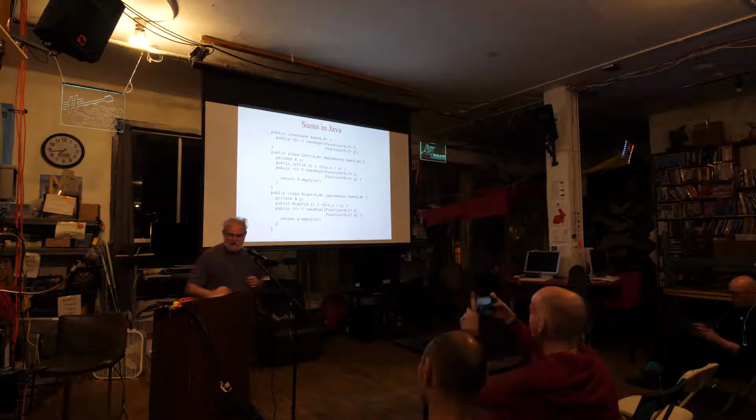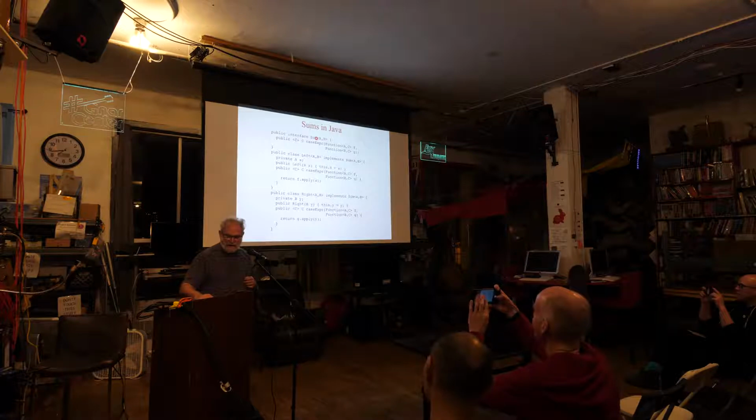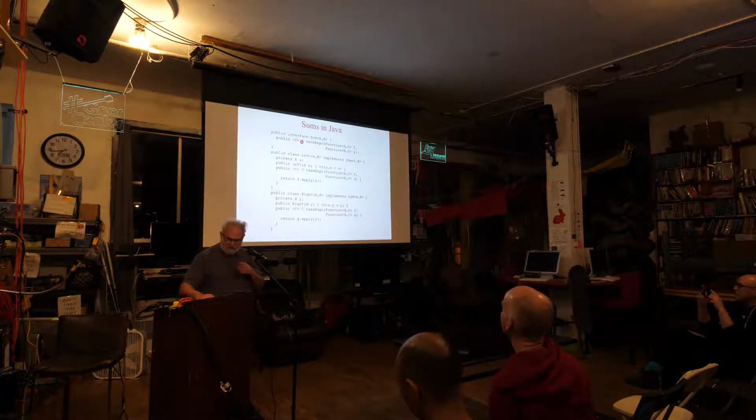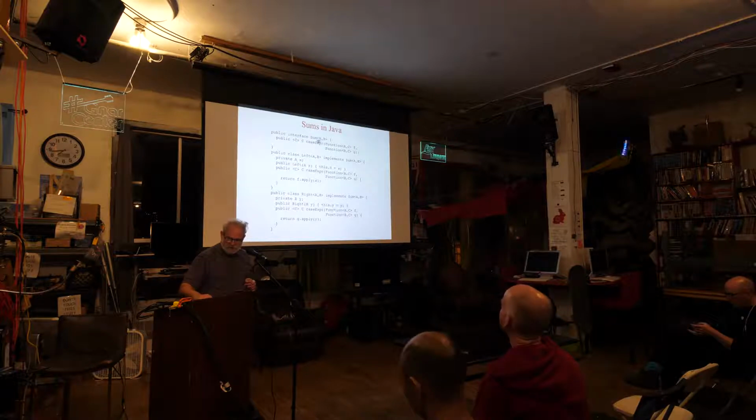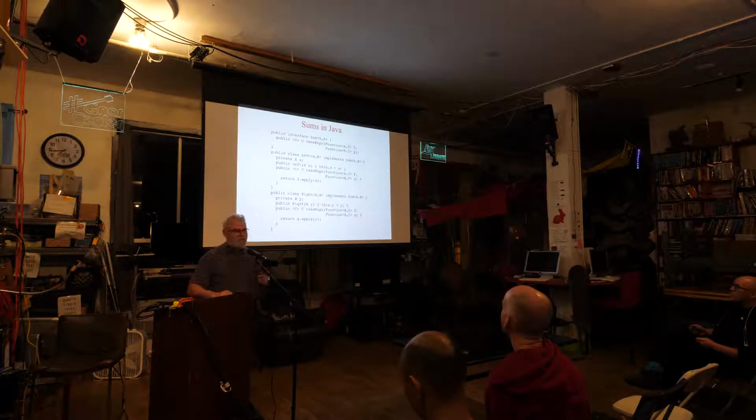So what have we got here? We've got an interface, Sum of A and B, and it just has one method called caseExpr, which has two arguments: a function from A to C called F, and a function from B to C called G. So you can see where those are coming from.